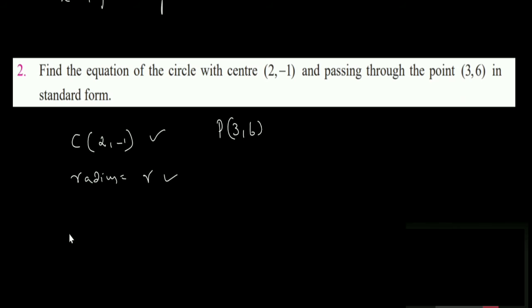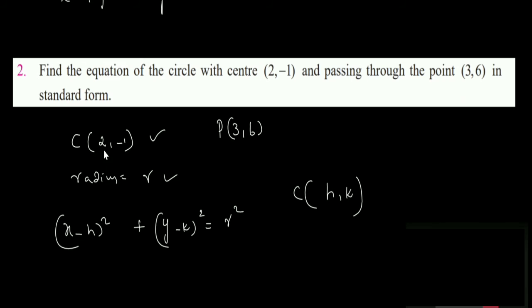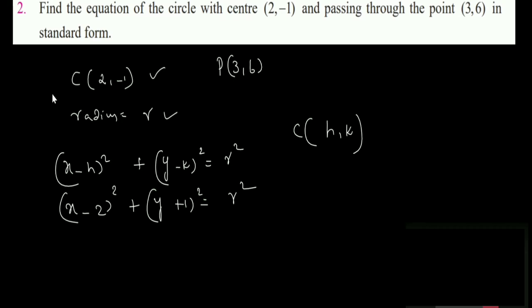So actually, what is the equation of circle? x minus h the whole square plus y minus k the whole square is equal to r square when the center is at h comma k. But here the center is 2 comma minus 1. So substitute that. So x minus 2 the whole square plus y plus 1 the whole square is equal to r square. We have to find r.